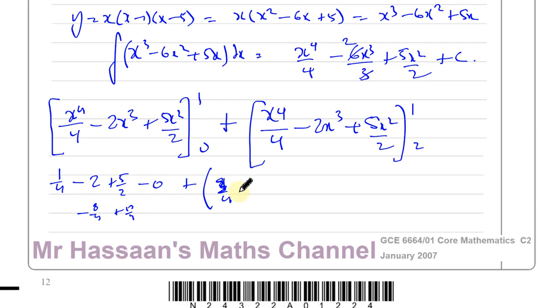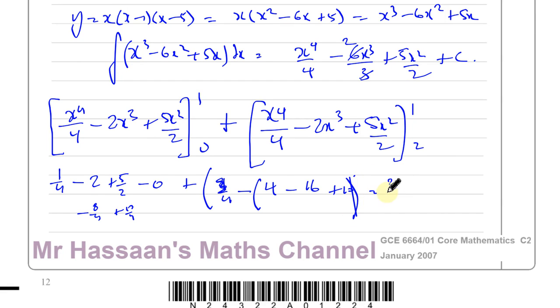And minus, I'm going to put 2 into here. Then the bracket, 2 to the power 4 is 16. 16 over 4 is 4, minus 2 times 8 is 16. And you're going to have 5 times 4, 20 over 2, which is plus 10. That's that part done.